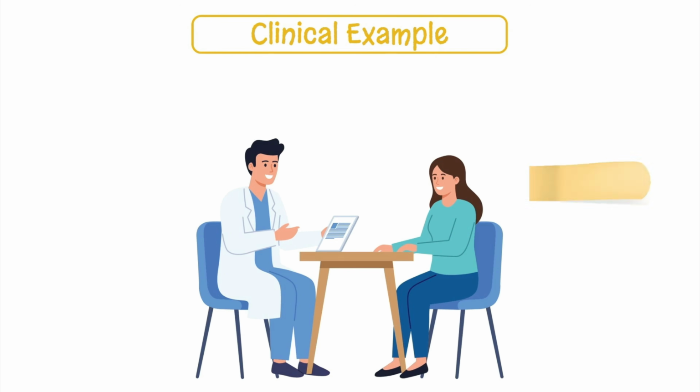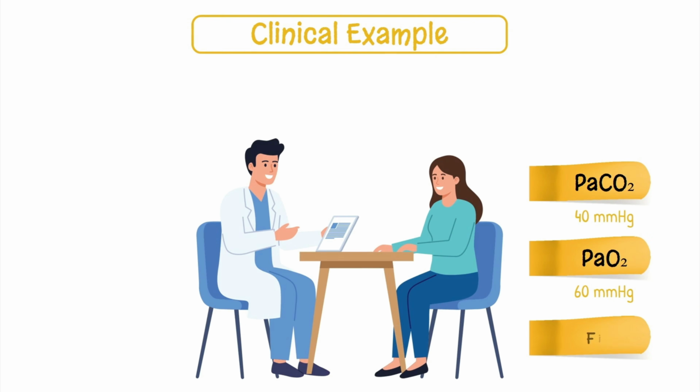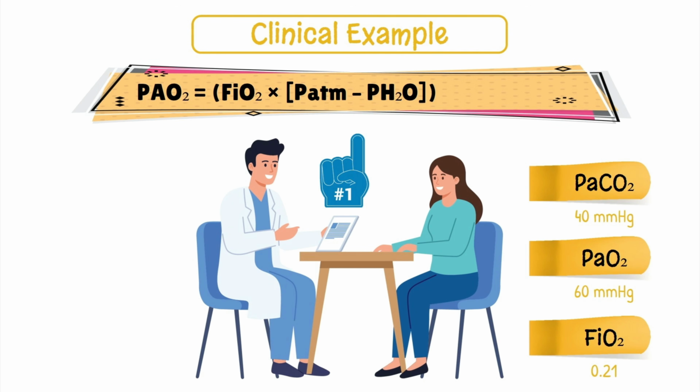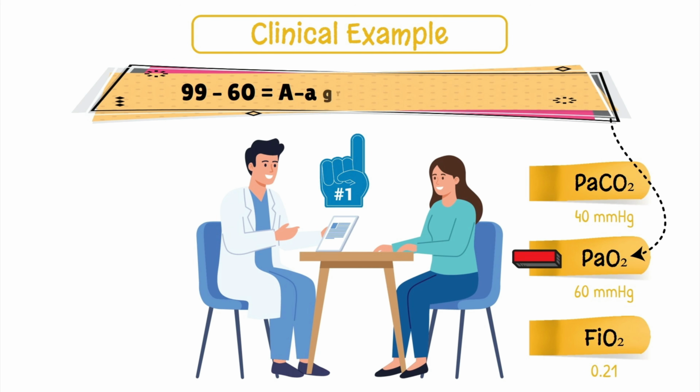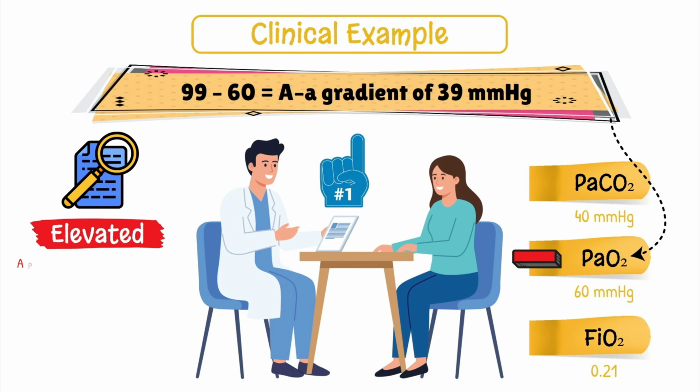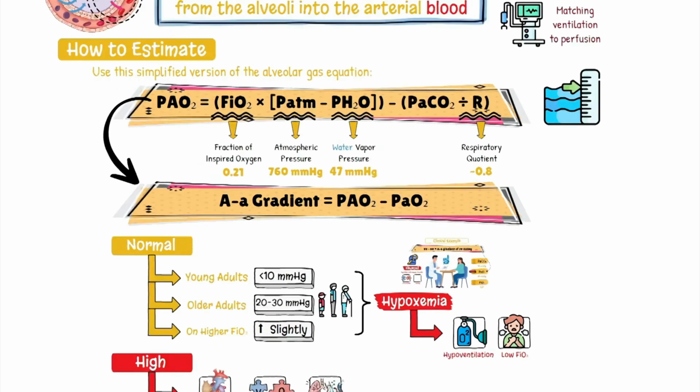Now, let's go through a clinical example. Imagine a patient with a PaCO₂ of 40 and a PaO₂ of 60 breathing room air. First, calculate alveolar oxygen pressure. 149 minus 40 divided by 0.8 equals 149 minus 50, which comes out to 99. Now subtract the PaO₂. 99 minus 60 equals an AA gradient of 39. This is elevated, which suggests a problem with oxygen transfer, such as VQ mismatch or shunting.